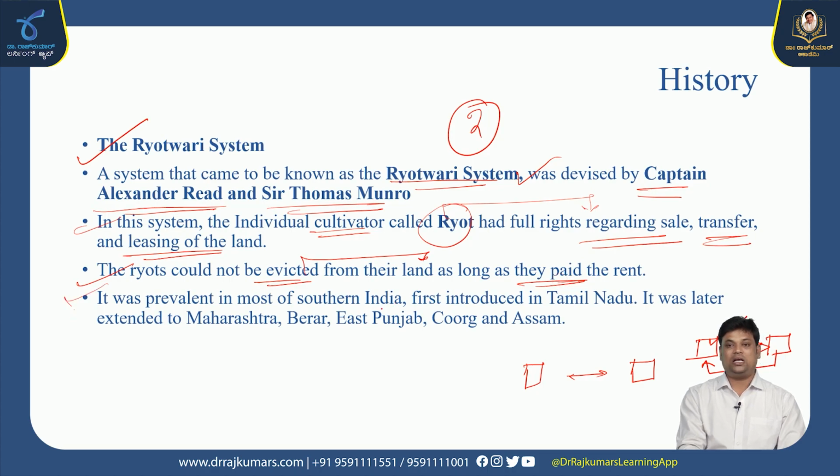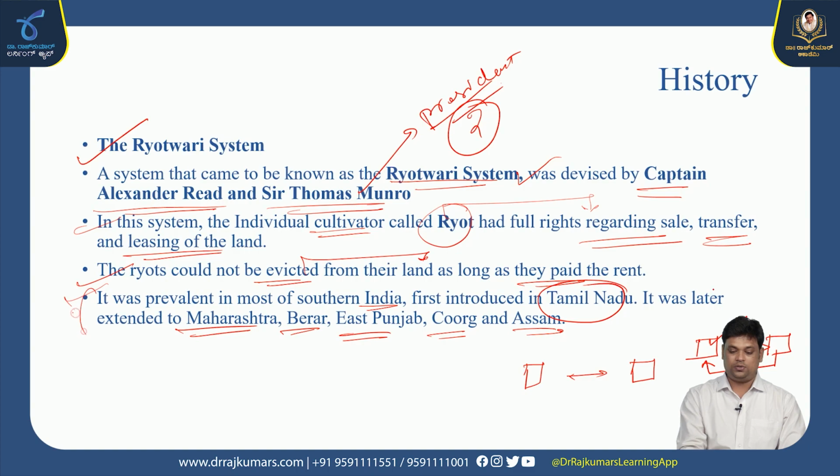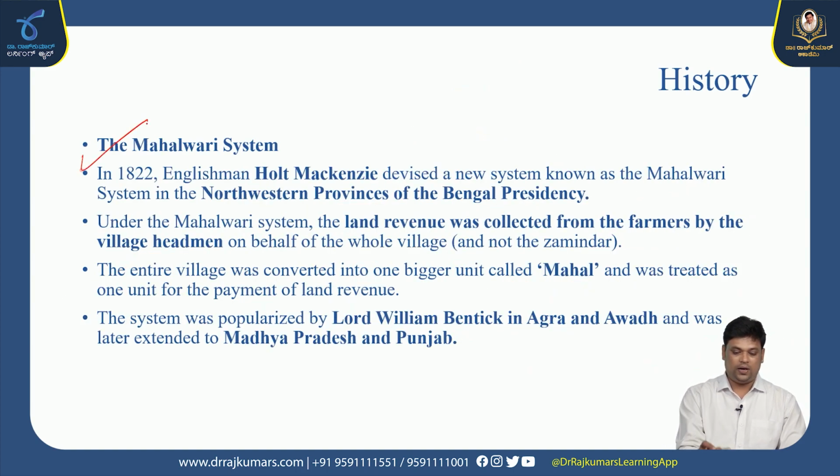It was prevalent in the southern part of India. First introduced in Tamil Nadu because Thomas Munro was the governor of Madras, and it extended to Maharashtra, Berar, East Punjab, Coorg and Assam. Okay, these are all the regions that come under the Rayatwari settlement, where the farmers themselves directly enjoy the rights of the land.